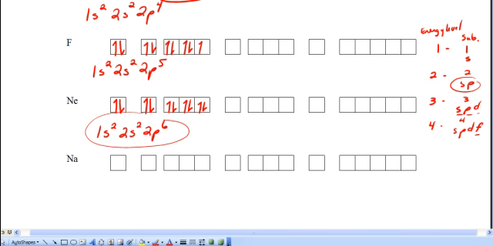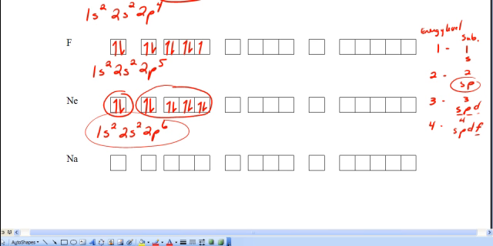Where we left off was with neon. Neon had 10 electrons. It completely filled the first energy level, the 1s. It completely filled the second energy level, which was the 2s and the 2p's, and it had an electron configuration of 1s2, 2s2, 2p6. We are now to sodium, which is element 11, and because it has filled the second energy level, we have to move on to the third.